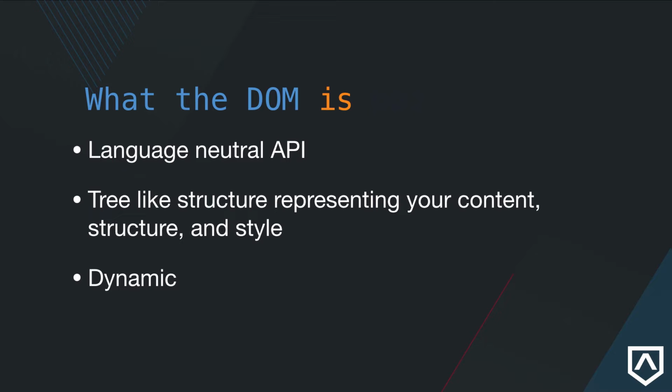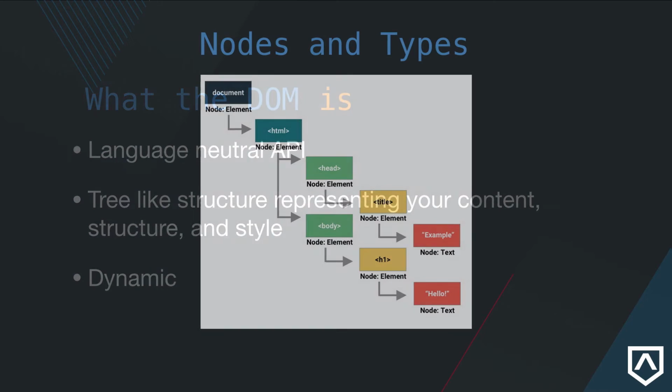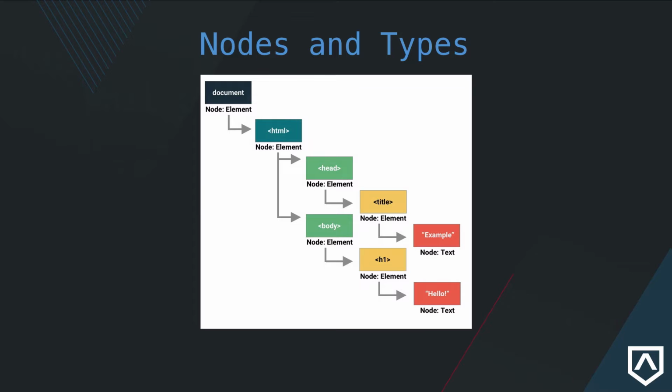Let's see what this tree-like structure looks like and how it represents our document. So you can see there's these things called nodes and types. Notice that each one of these blocks represents a piece of the document or web page. Notice that it starts with the document and then trickles down. And you can actually see some tags that you recognize: HTML, the head tag, a body tag.